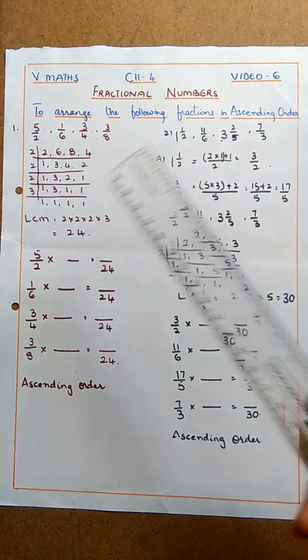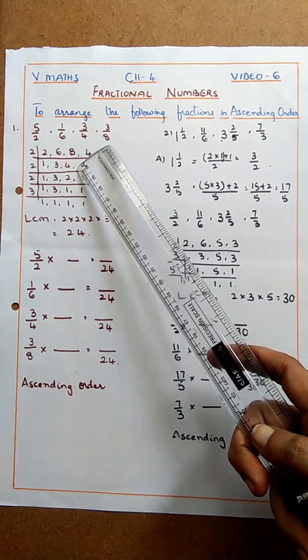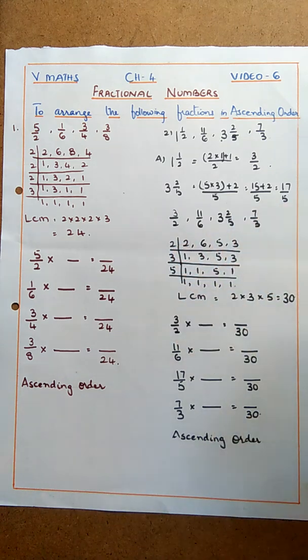Here we are given 4 fractions, 5 by 2, 1 by 6, 3 by 4 and 3 by 8. So, if we can convert all these into like fractions, that means having the same denominator, then it will be easy for us to write them in the ascending order, because the fraction having greater numerator will be greater than the fraction which is having the less numerator. Okay, now let us see how to arrange them in the ascending order.